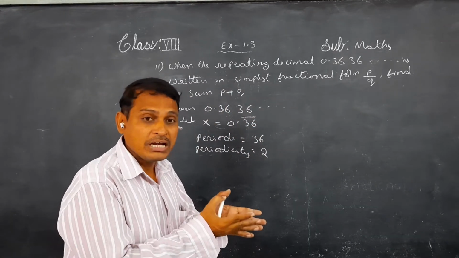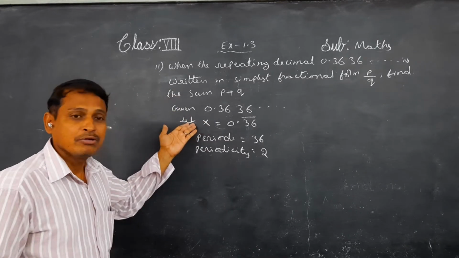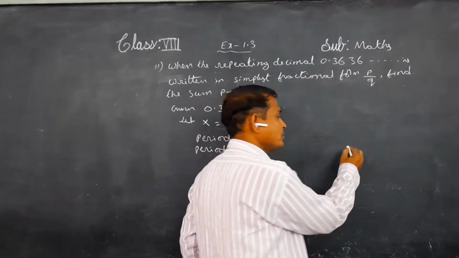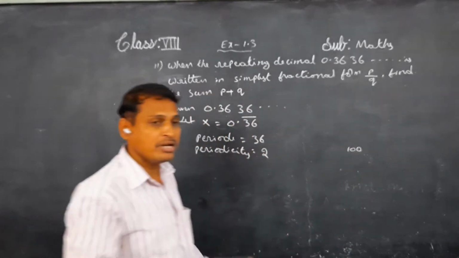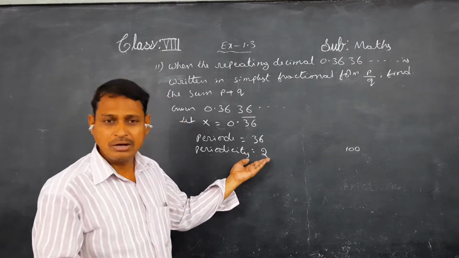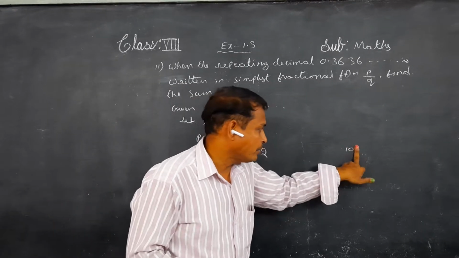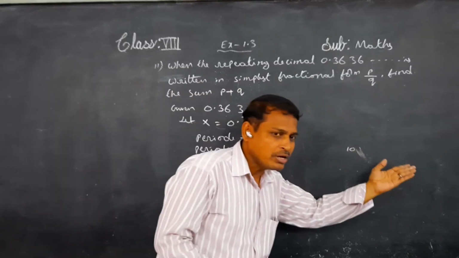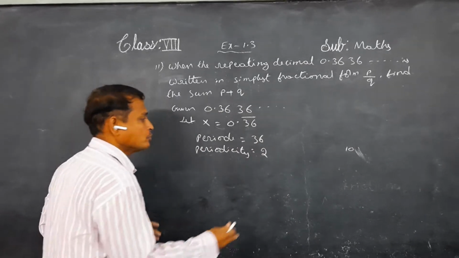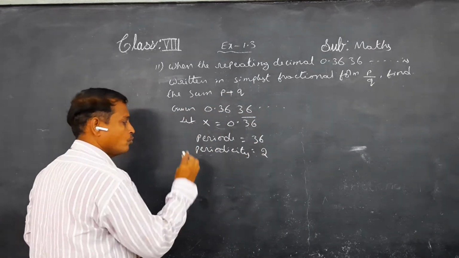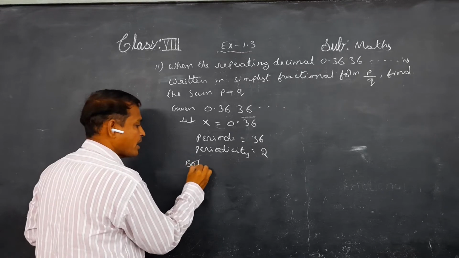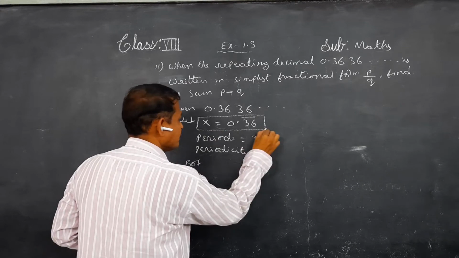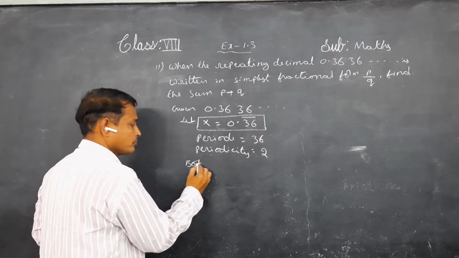So we should multiply the given question by 100. Why? Because the periodicity value is 2, which means 100. For example, if the periodicity value is 1, we multiply by 10. If the periodicity value is 3, we multiply by 1000. Okay, children? So here the periodicity is 2, so both sides are multiplied in the given question.